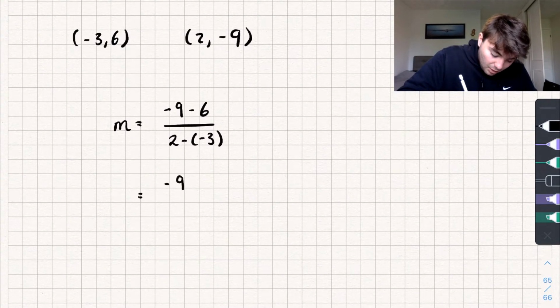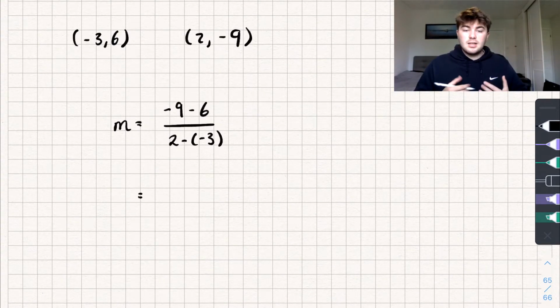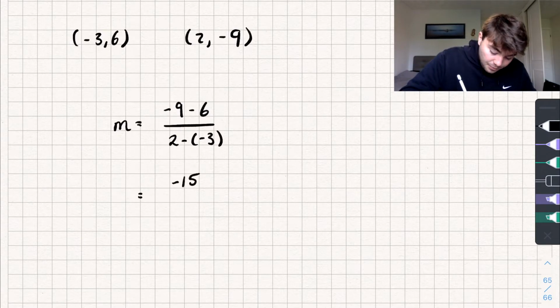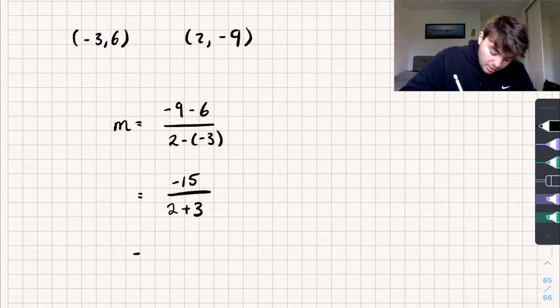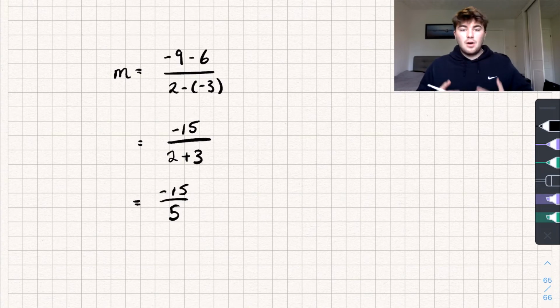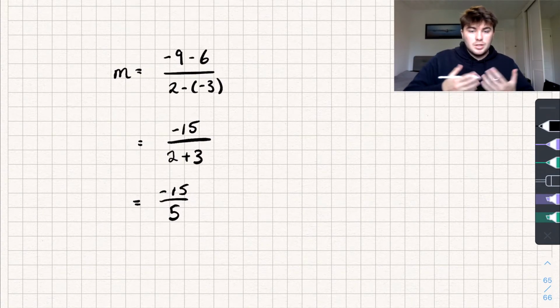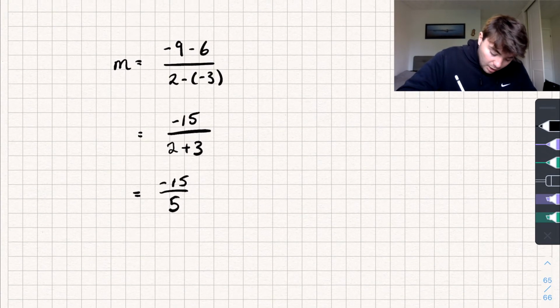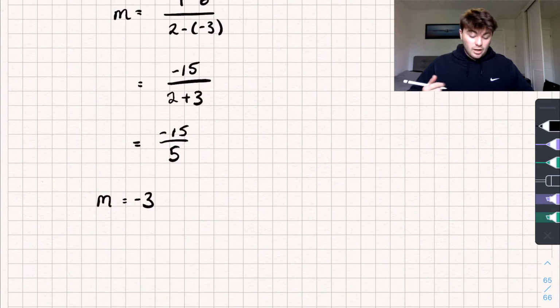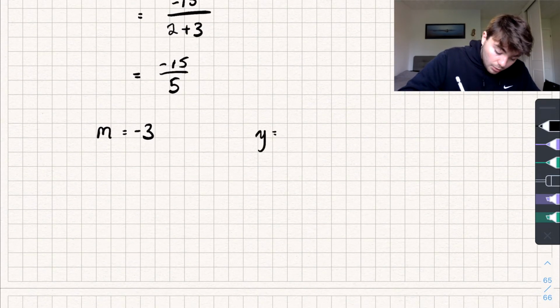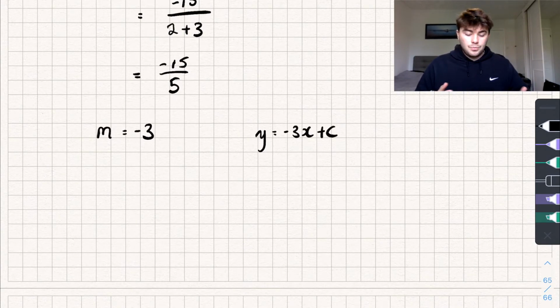Then we get negative 9 subtract 6, well, that takes me to negative 15, and 2 subtract negative 3 is the same as 2 plus 3, so we're left with negative 15 divided by 5. Well, what is negative 15 divided by 5? And our answer is negative 3, so the gradient of this line is negative 3. So now we're going to substitute that into the equation of a straight line, and we're going to get y equals negative 3x plus some constant c we need to work out.